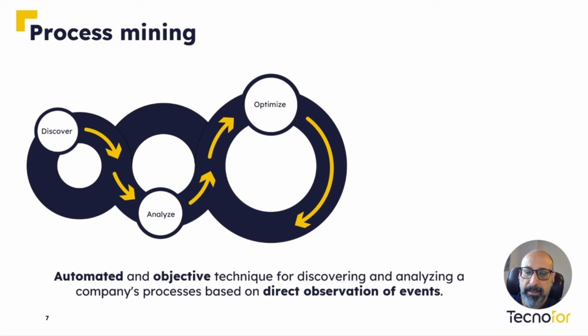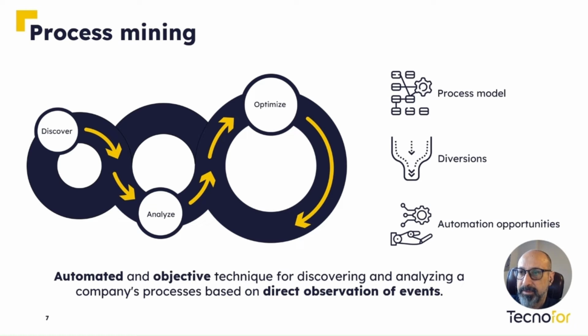And that's what process mining is helping us with, basically, which is an automated and objective technique that is going to take the events that are produced in our systems and help us create, first, a process model. It's going to draw for us the reality of our processes. The second one is going to highlight some deviations, like reworks, loops, delays, things like that. And very important, it's also going to highlight some automation opportunities, which is one of the goals that we try to pursue when we speak about process excellence.